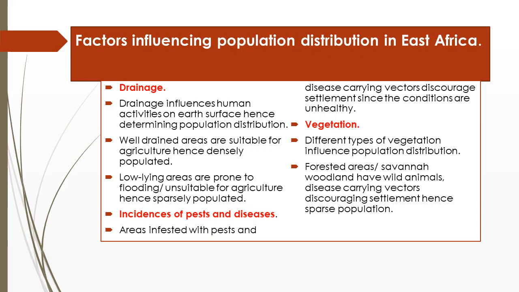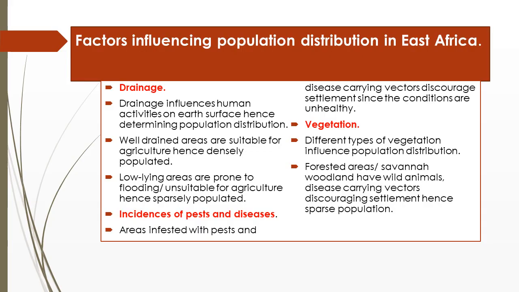People will also tend to avoid places that are infested with pests and diseases. For example, places that have tsetse flies, places that have very major cases of malaria. Those disease-causing vectors tend to discourage settlements. That is why places like Miombo woodland in Tanzania are sparsely settled because of the cases of tsetse flies. Same case with the Lambwe Valley in the 1970s. It was sparsely settled because of the same problem.